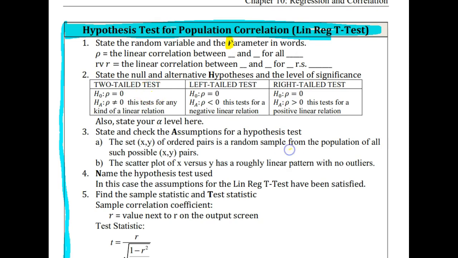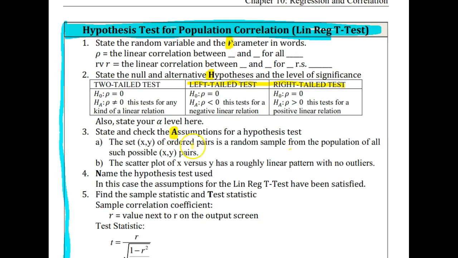Again, for the hypothesis, we could have either a two-tailed, but typically we're going to be looking at the left-tailed and right-tailed tests. So for a left-tailed, we're going to have rho less than 0, and this is going to test for a negative linear relation, or we're going to have rho is greater than 0, and this will test for a positive linear relation.